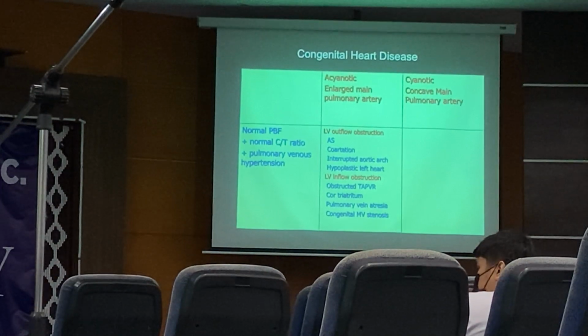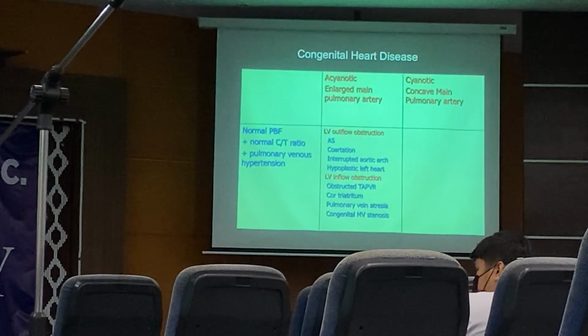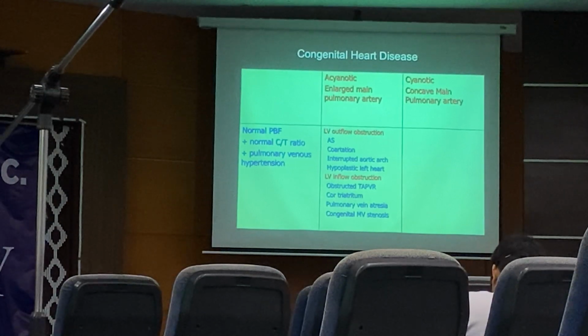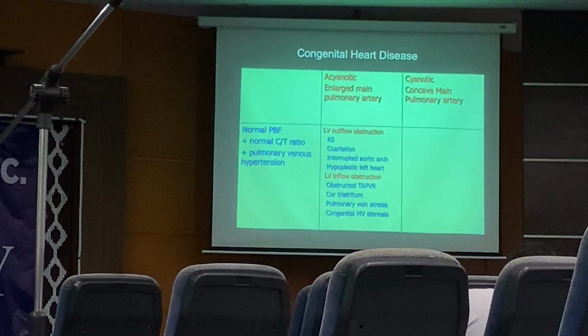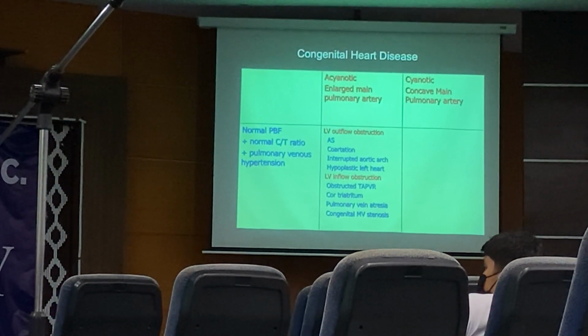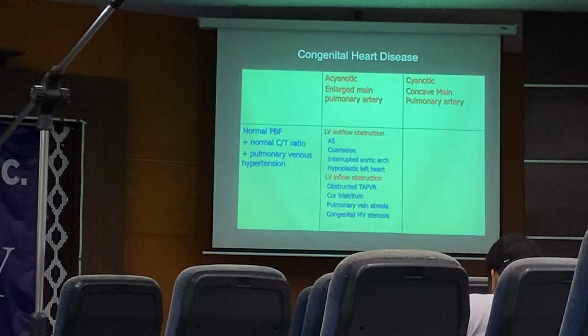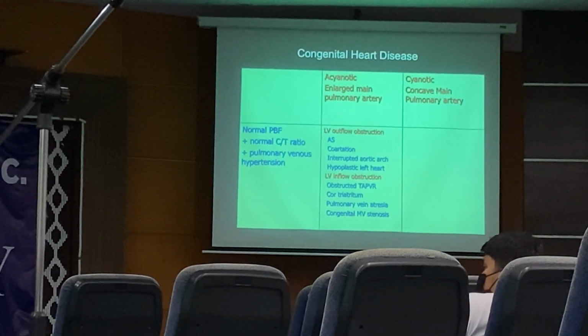Transposition of tetralogy of Fallot. So again, in a cyanotic, we enlarge the pulmonary artery segment, but the pulmonary vasculatures are a bit normal. So you don't see any pulmonary congestion. So you have the aortic stenosis, coarctation of aorta, and so on. With the left ventricular inflow obstruction, you have the TAPVR, etc.